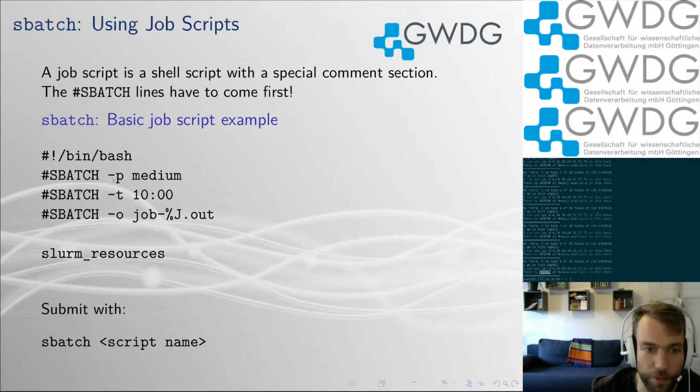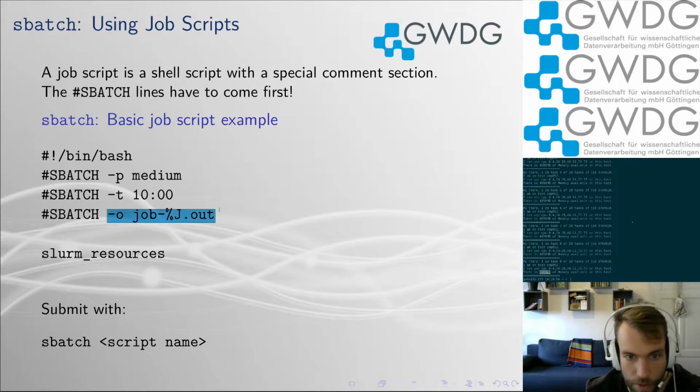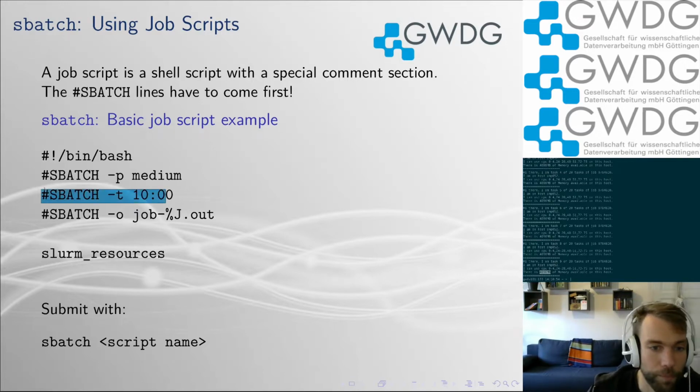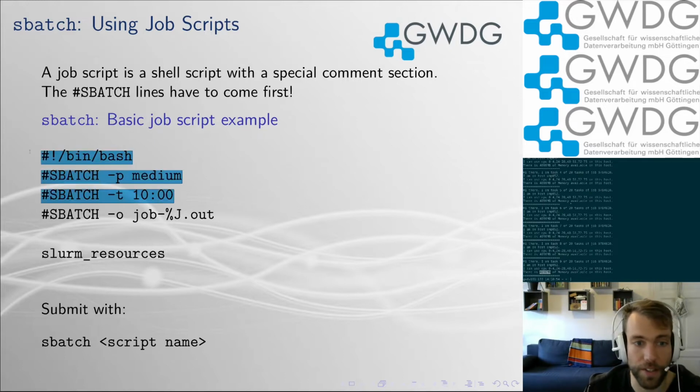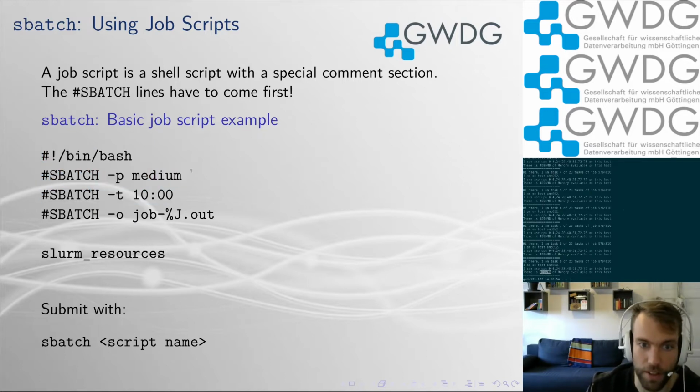This means you can add, for example, -p medium, 10 minutes. This one, the job output, I'll come to that soon. And yes, in this case, this would get handed to Slurm, and it would evaluate it and use it as the resource requirements of your job. Importantly, the sbatch lines have to be the first in the script, as it says here.